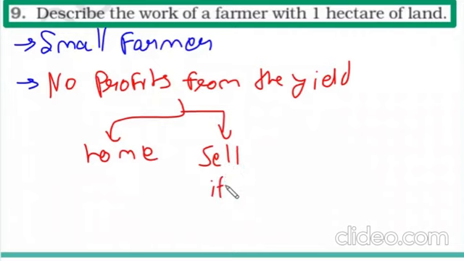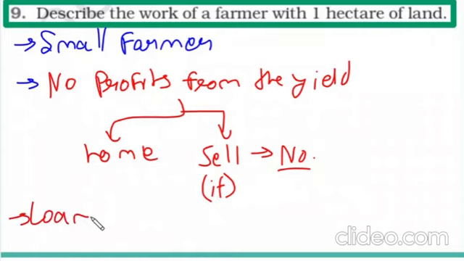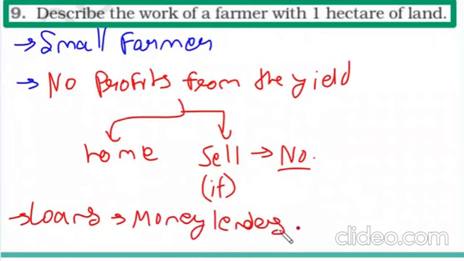If anything is there, then they will go and sell it, right? And they will get very minimum or almost no profit from it, correct? So they're just farming for their home survival. Then what do they do? They go and take loans from money lenders. When they take loans from money lenders, what do the lenders do? They charge high interest, and then these small farmers go into debt, correct? So this is what happens in the life of a small farmer.